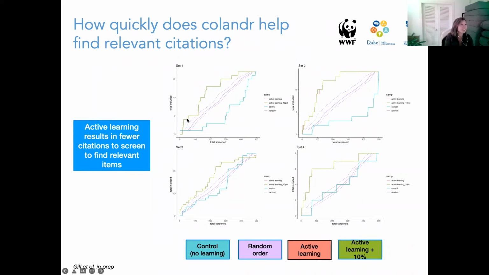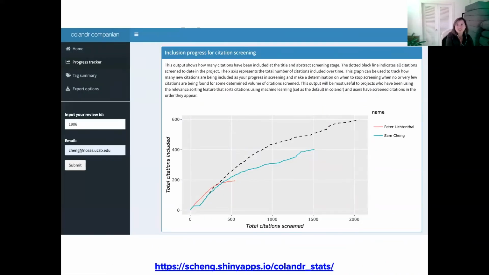And so what we've done with this is that this preliminary data indicated that we tended to observe this leveling off point when no more relevant citations were being returned as we continue to screen, right? So it's starting to level off there. However, given the diversity of topics that Colandr users are working within, our examples really were only illustrative of the conservation discipline. But comparing to what others have found in medicine and in physics, there are some similar trends.